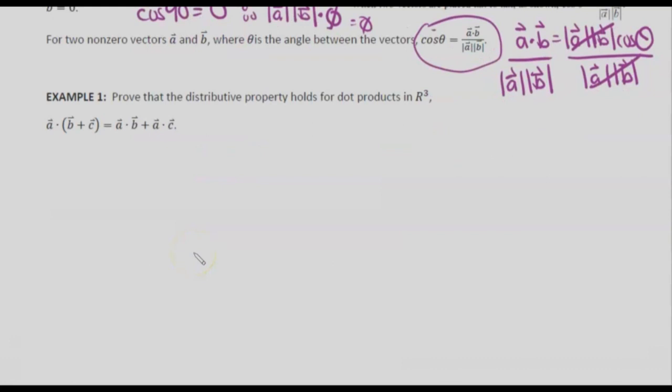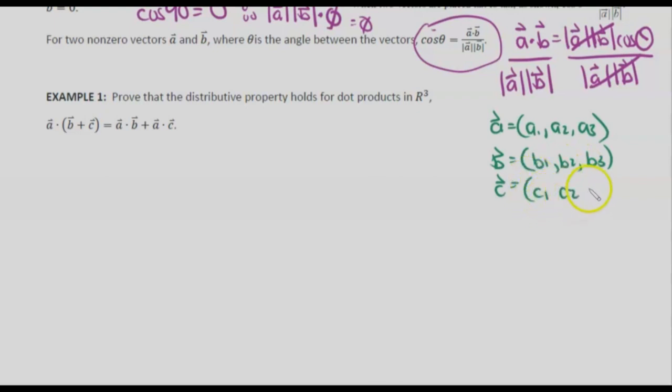Okay, example 1 is a proof. So prove that the distributive property holds for dot products in R cubed. Okay, so what this means is that A dot B plus A dot C is going to equal the same as vector A dot vector B plus vector C. Okay, so first I'm going to define, on the side, vector A, and it's going to be A1, A2, A3. I'm going to define vector B, and I'm going to define vector C. Same thing, B1, B2, B3. Okay, and then C1, C2, C3.